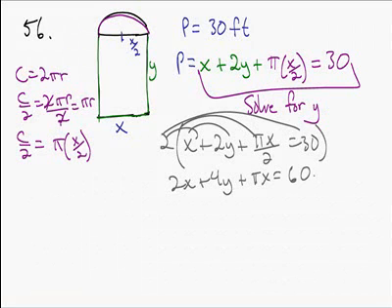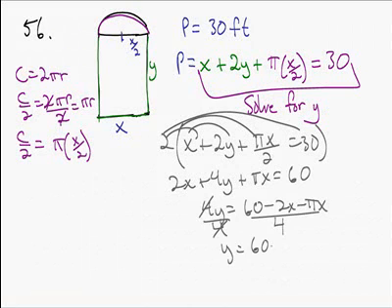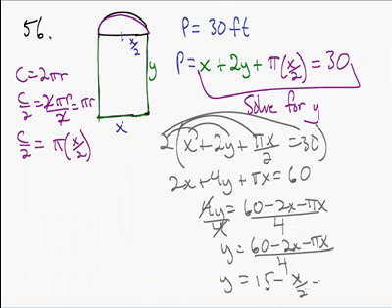So solving this for y, looks like we have 4y equals 60 minus 2x minus pi times x, and dividing everything by 4 then gives us y. So y is 60 minus 2x minus pi times x, all divided by 4. If you like, you can divide each thing by 4. 60 divided by 4 is 15, 2x over 4 is x over 2, and pi x over 4. And now from that, we are ready to find the area.